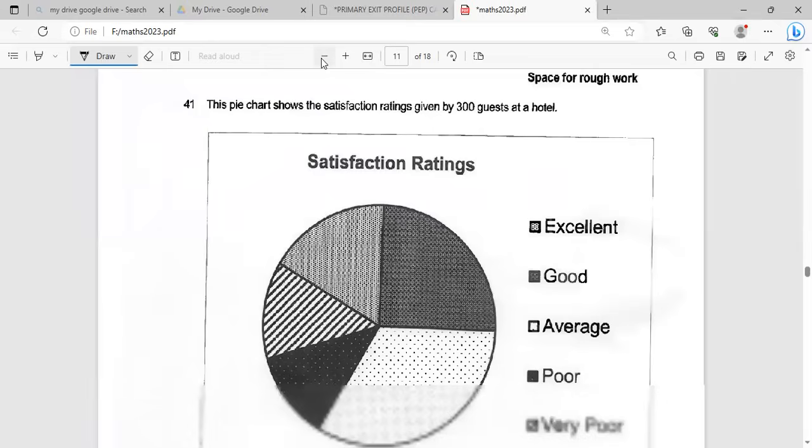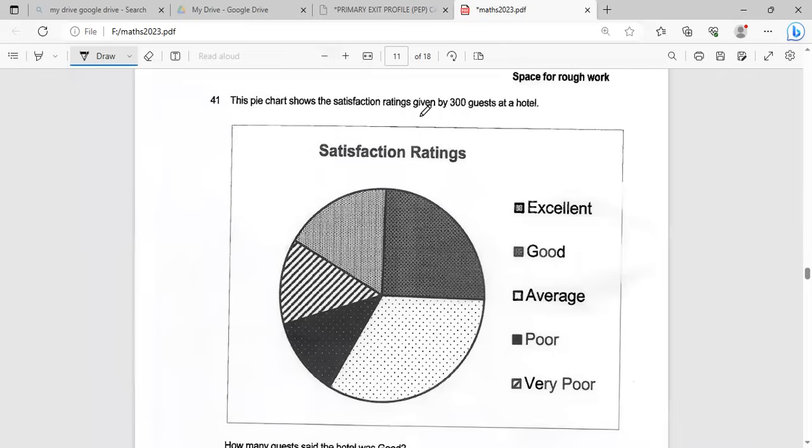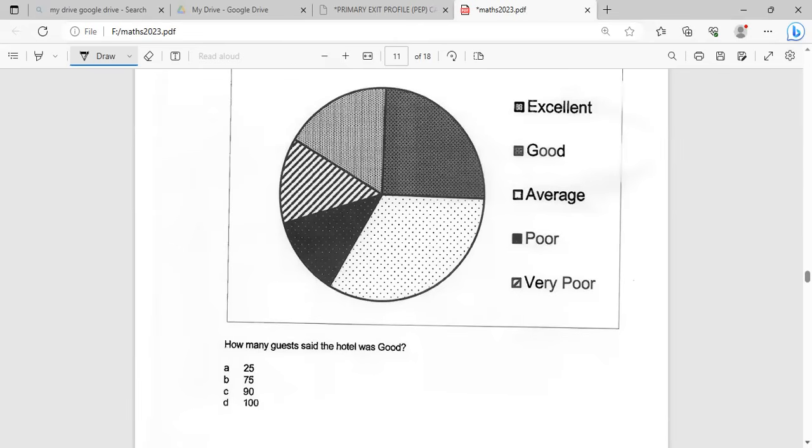41. The pie chart showed the satisfaction rating by 300 guests at a hotel. How many guests said the hotel was good? I think these are good. Which one matches with this? I think I'm blind, you know. But I think these are good, right? So that's a quarter of the 300, which works out to half of it, 150, half of that, 75. So that's 75.